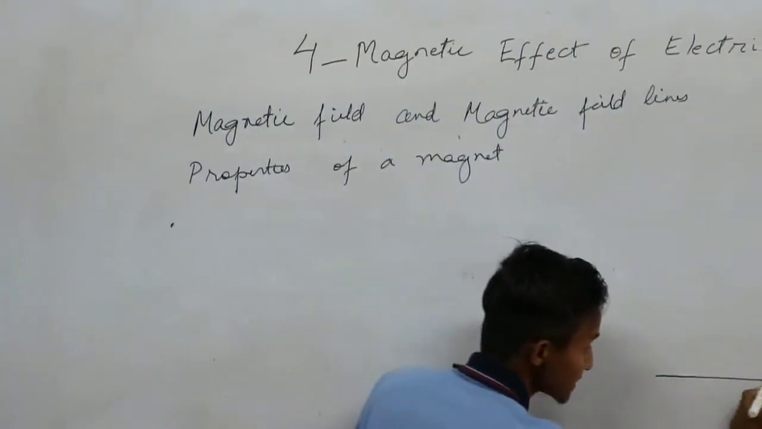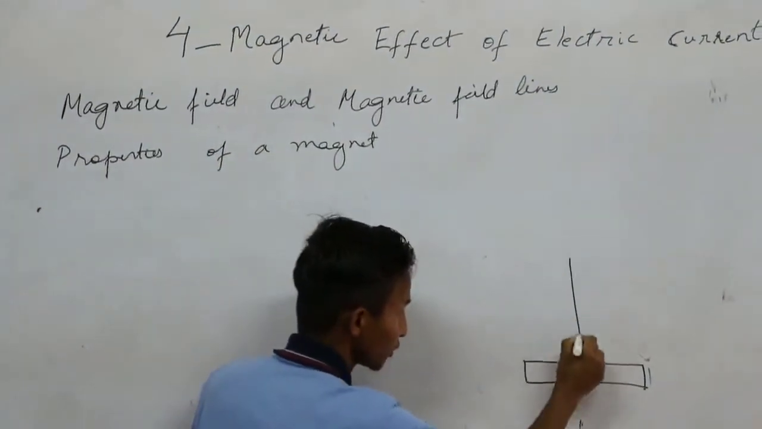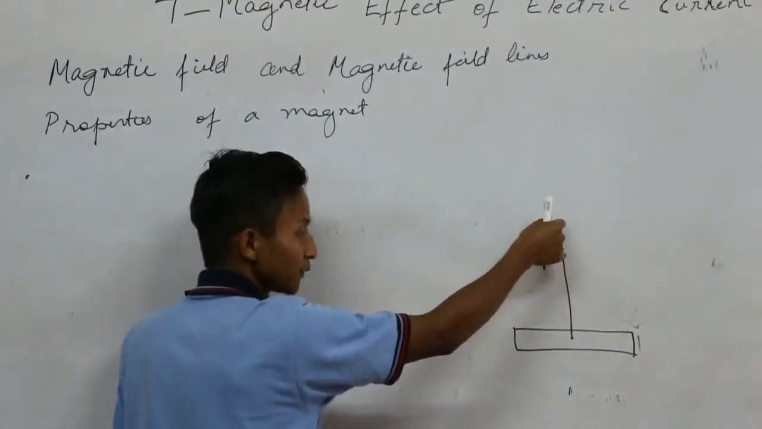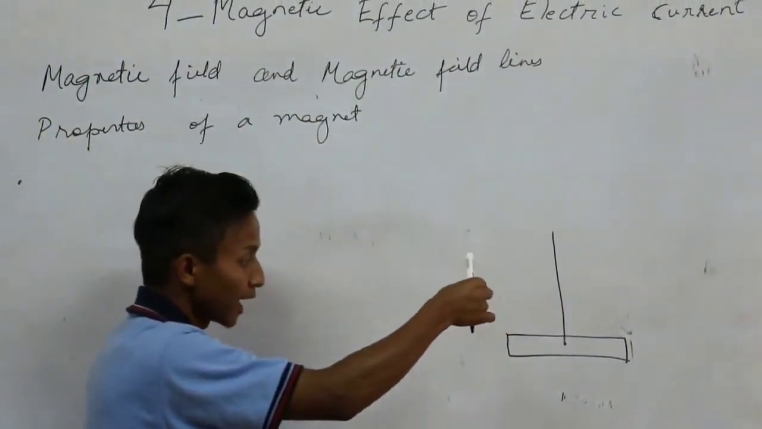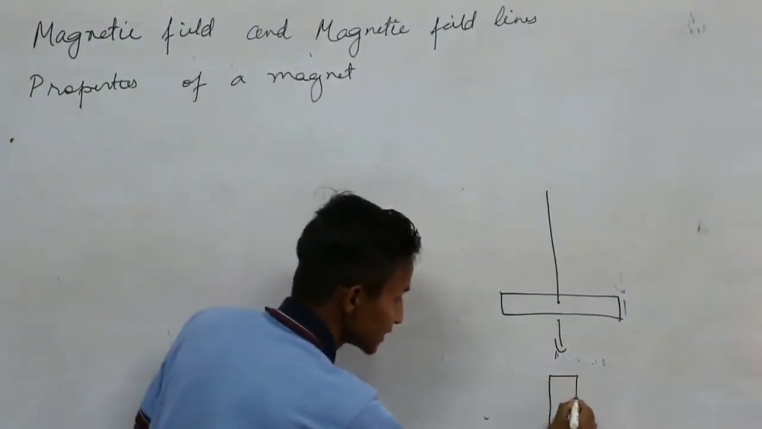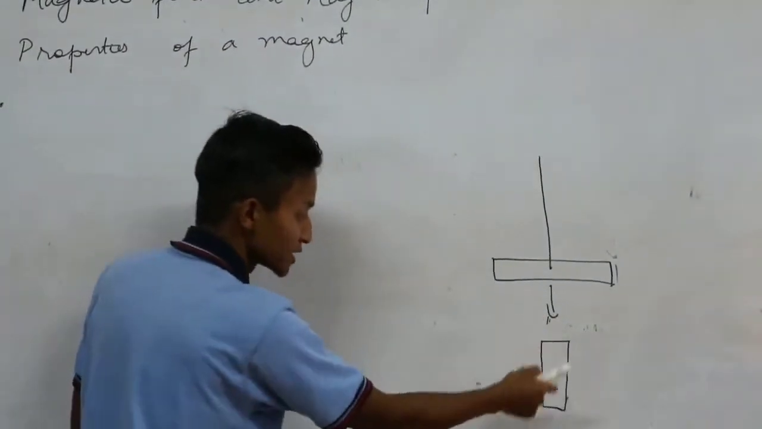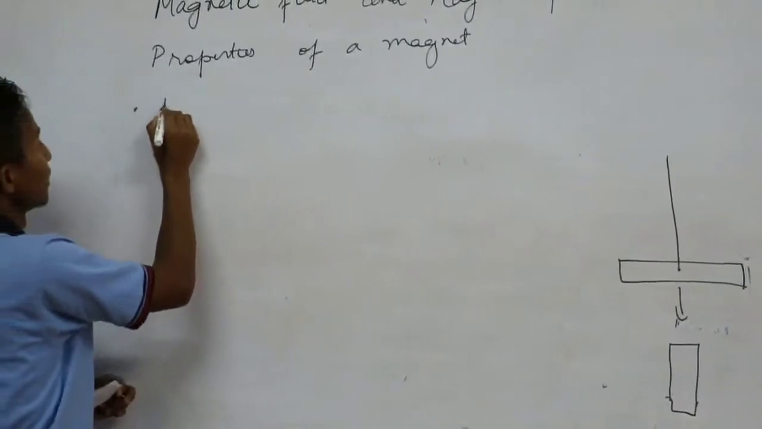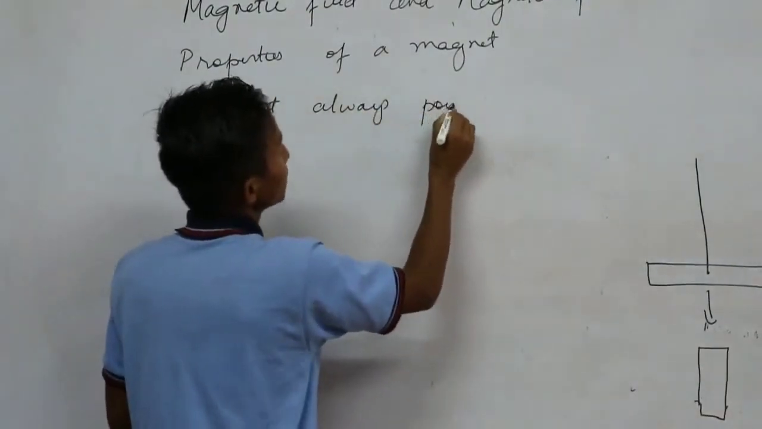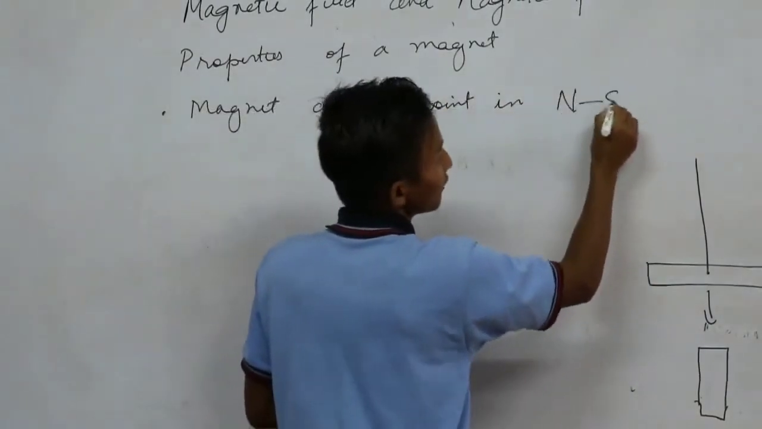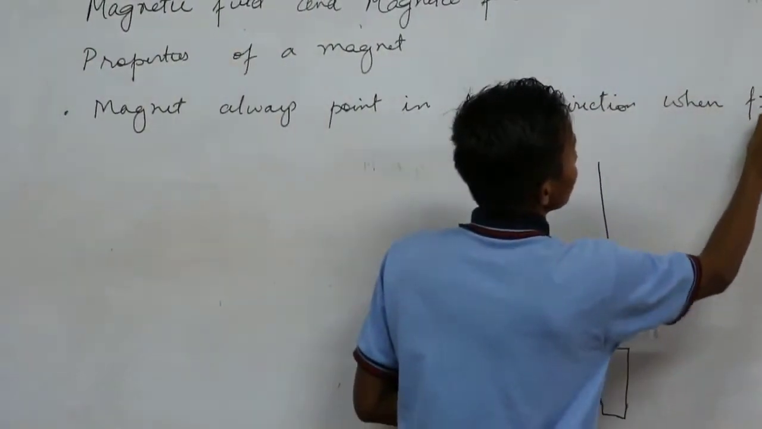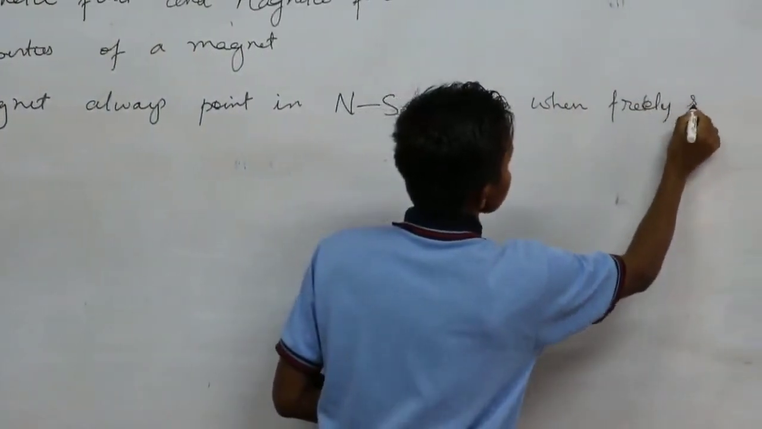How? Let me explain. Suppose this is a bar magnet. You tie a rope in the middle of this magnet. You hold this magnet by the rope from this point and let it hang freely. After some time, you will see that this bar magnet arranges itself in the north-south direction. So a magnet always points in the north-south direction when freely suspended.